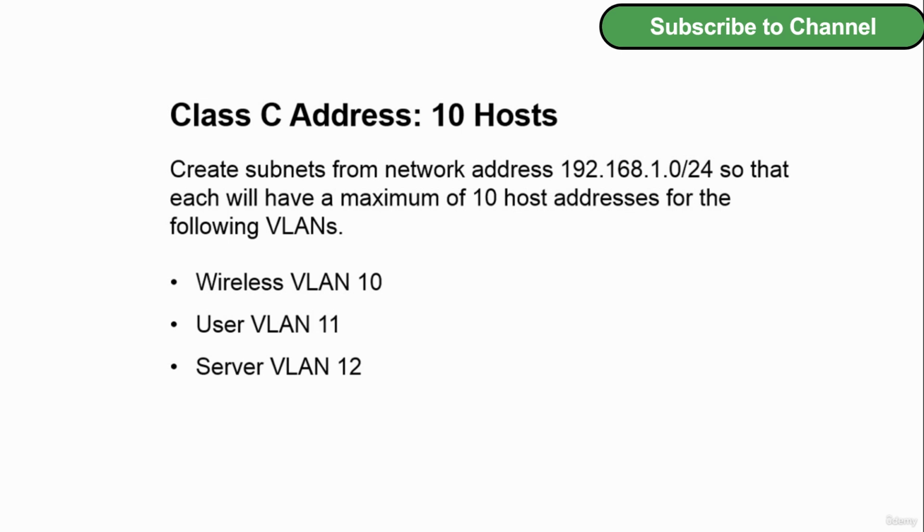So now I'm going to start with some examples from each class address. This will give you a better idea of how to go through and start creating subnets and how to do the calculations for them. So this first example is a class C address, and I want to create subnets from 192.168.1.0 /24, so each will have a maximum of 10 host addresses for these 3 VLANs. So I'm going to use this top level network address. It's a /24 default subnet mask, and I'm going to go through and use subnetting to create a bunch of subnets to these different VLANs, wireless, user, and server.